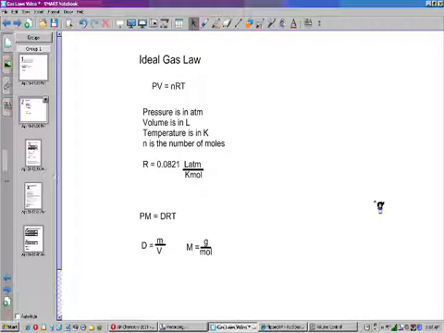A variation of this formula is PM equals DRT. I personally like to call it afternoon dirt, it's just an amusing way to remember it. Capital M is molecular mass and D is density. Now density equals mass over volume, so the units on that would be grams per liter, and the units of molecular mass is grams per mole.